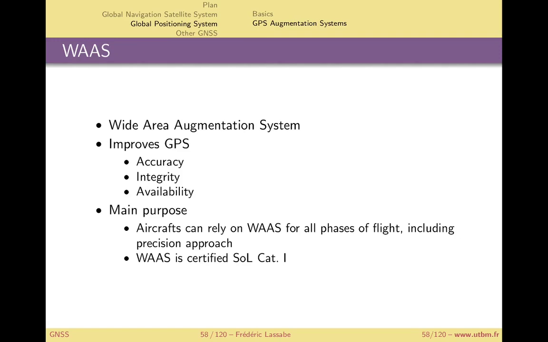So first was the satellite-based augmentation system WAAS, the Wide Area Augmentation System. It improves the GPS accuracy, integrity and availability, which is very critical for airports. Its main purpose would be that aircraft rely on WAAS for all phases of the flight, including precision approach, which means that ideally the aircraft would be able to take off and land with its autopilot based on GPS information only.